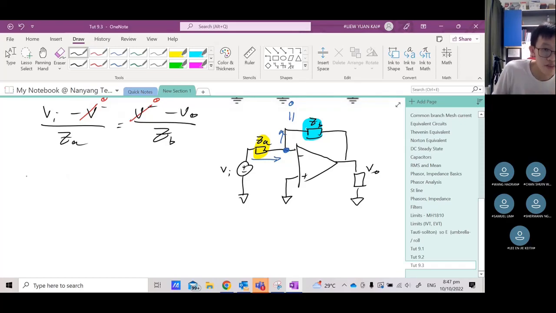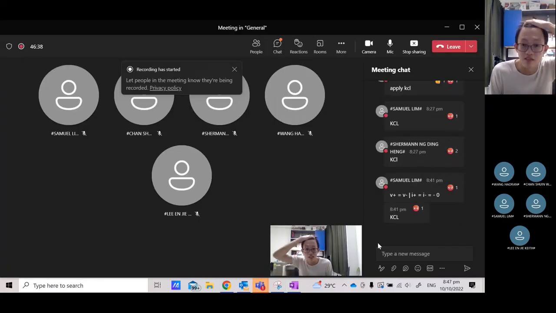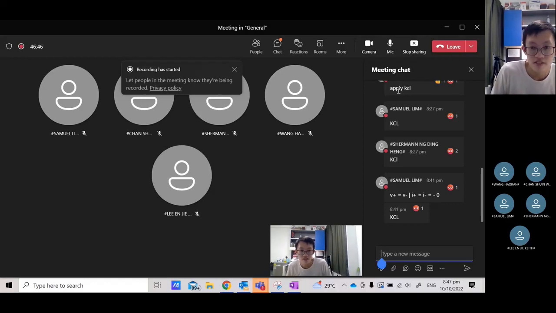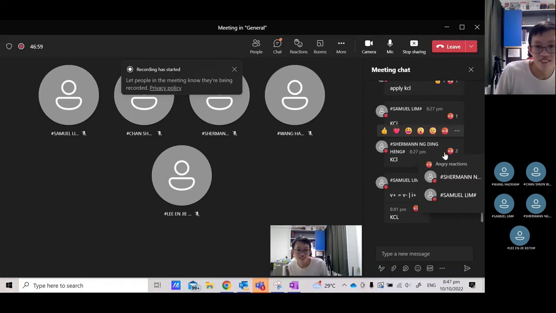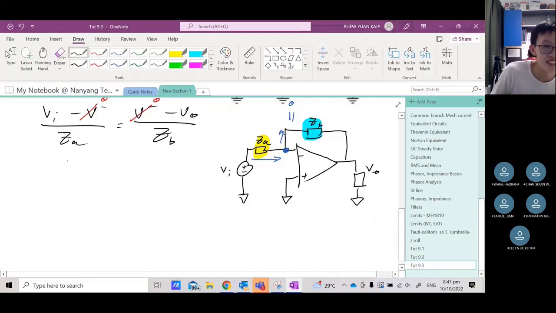Remember? Frequency response is given by, can anyone tell me? I want someone to tell me. What's the frequency response? We discussed this last week already. The formula for frequency response is... What's the formula for H? H is given by V out over V in. Okay, thank you. Yes, V out over V in. So our objective is to get the V out over V in.